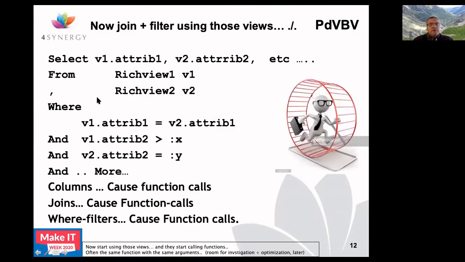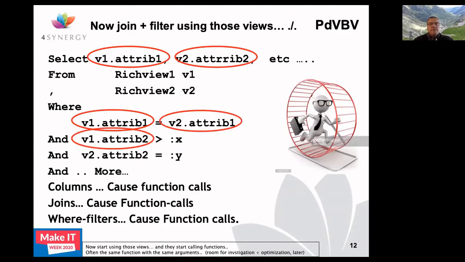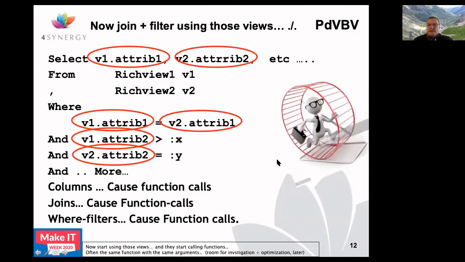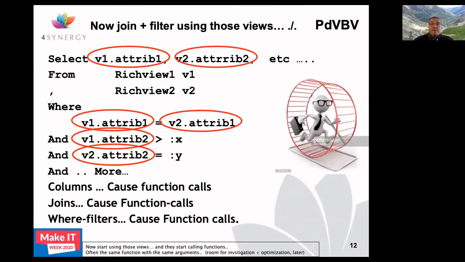So here's a join between two views, view 1 and view 2. I've got a function there, a function there, a function and a function and a function and a function. So all of these columns cause function calls, join conditions cause function calls. The where filter causes function calls. My CPU is getting a bit hot by now. This is why it takes 30 seconds or 10 seconds to go from one screen to the other.